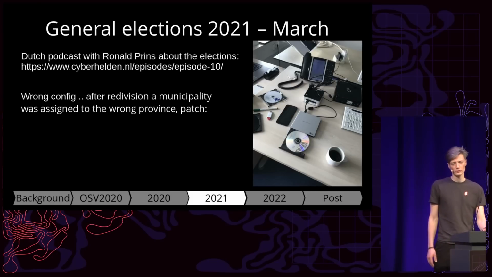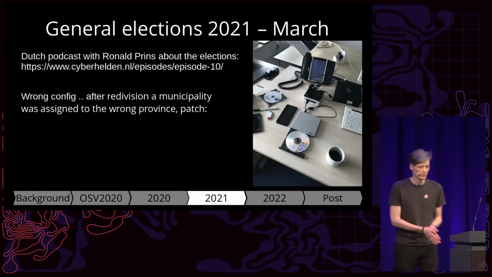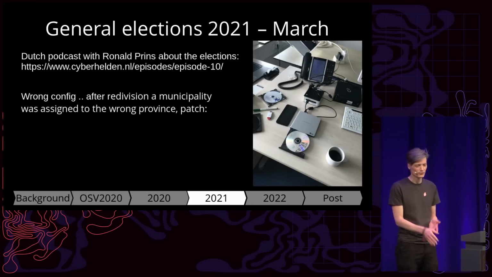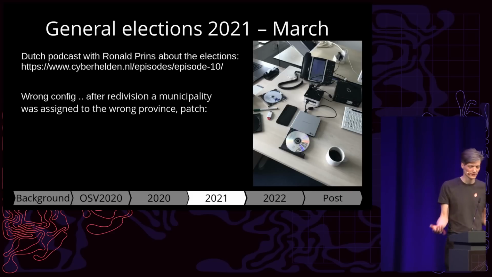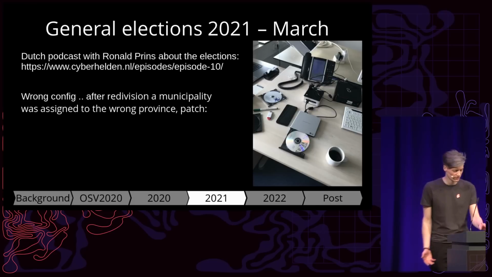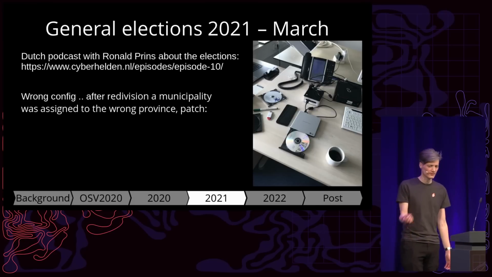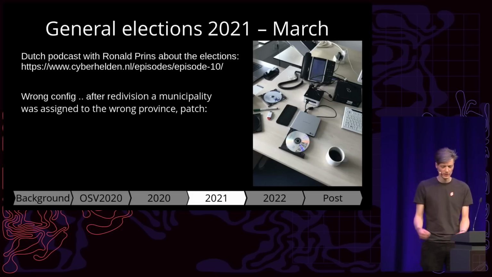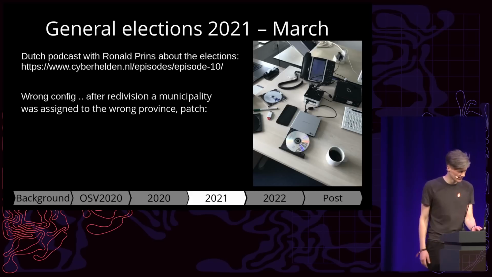We had an issue of a wrong configuration again, because after the redivision, a municipality was assigned to the wrong province, and that was already the case in 2019, but my colleagues didn't patch it or forgot it or something. And it should have been configurable, but there was another bug, it wasn't, it was hard-coded. So we needed to ship new software again. And if you ship DVDs, you need to burn a DVD, send it over by courier, etc.